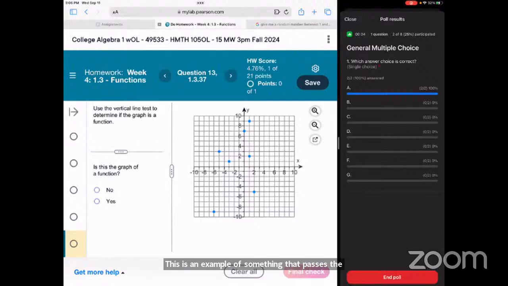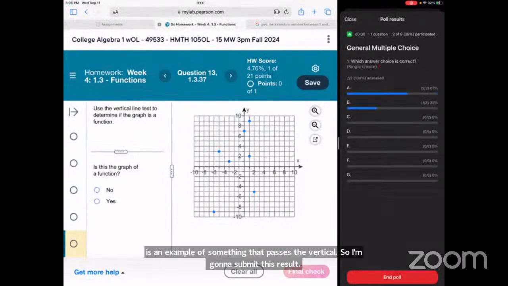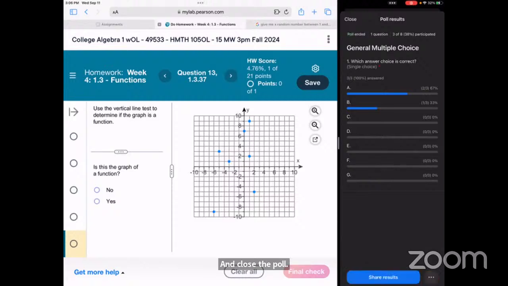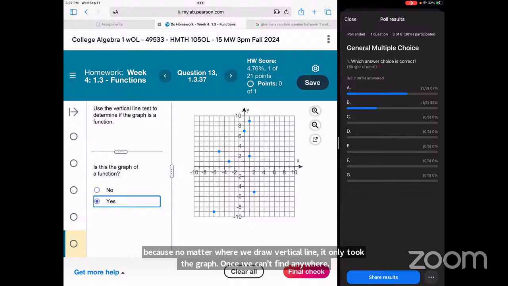I'm going to submit this result and close the poll. Okay, I feel like this one was a yes, right? It's a yes because no matter where we draw a vertical line, it only touches the graph once. We can't find anywhere where we can draw a vertical line and it'll cross it more than once.